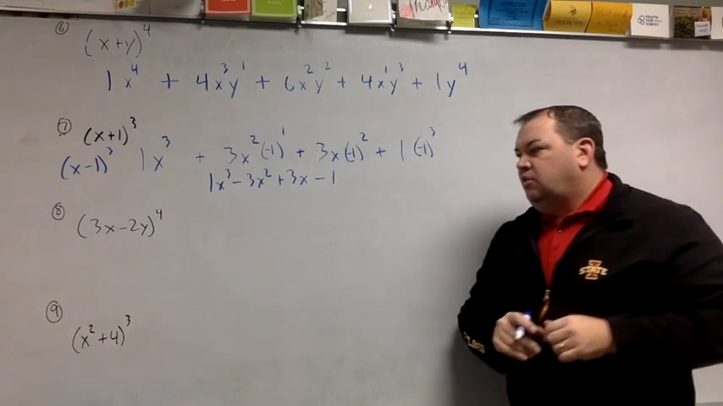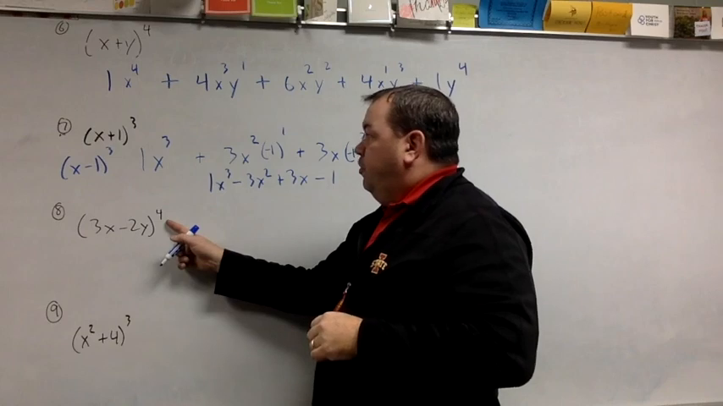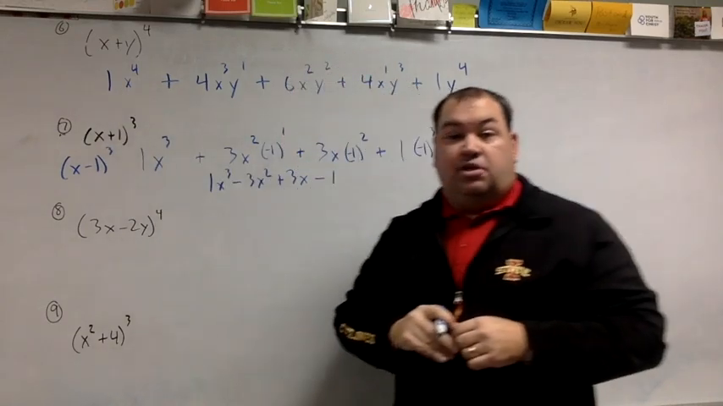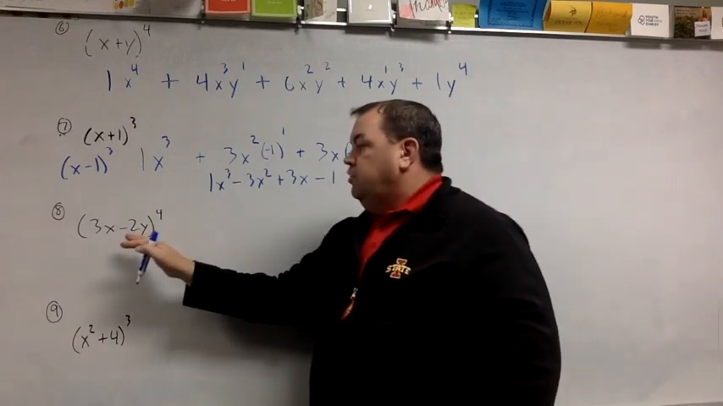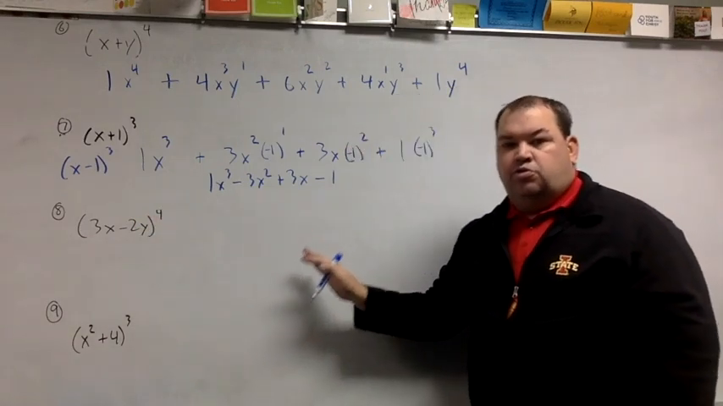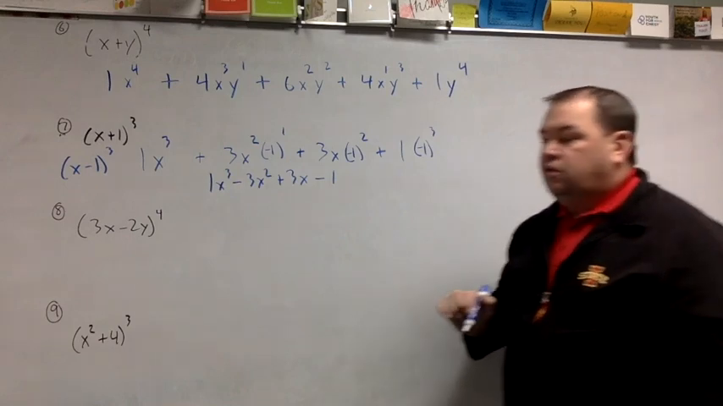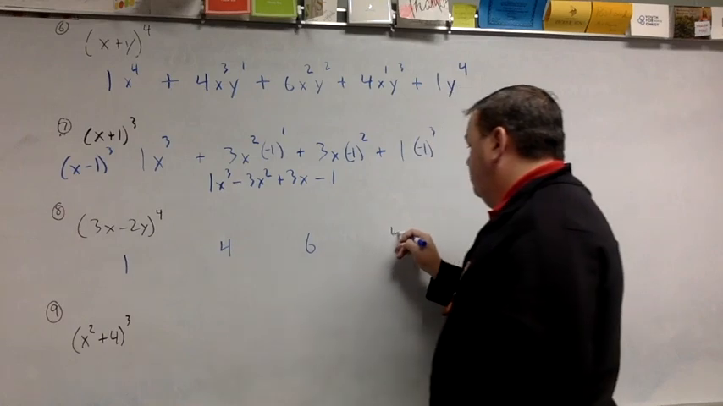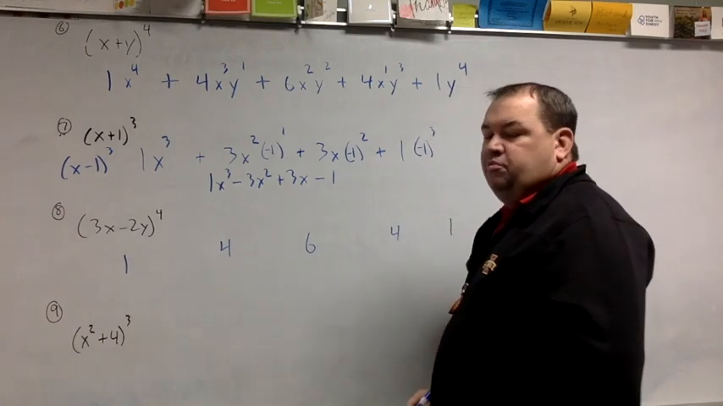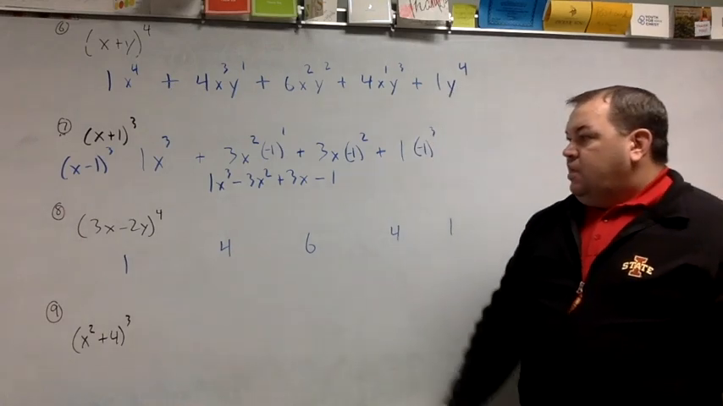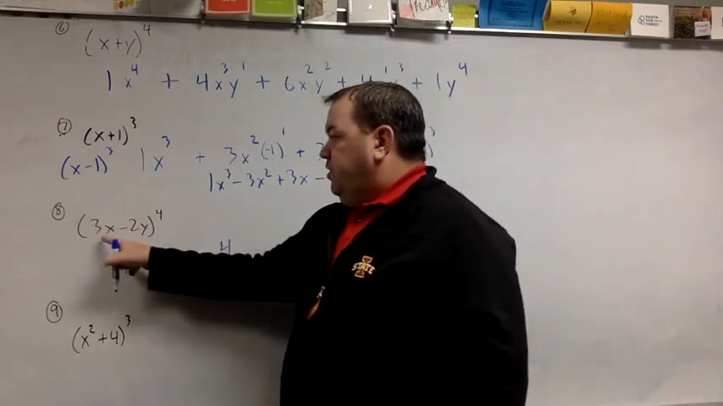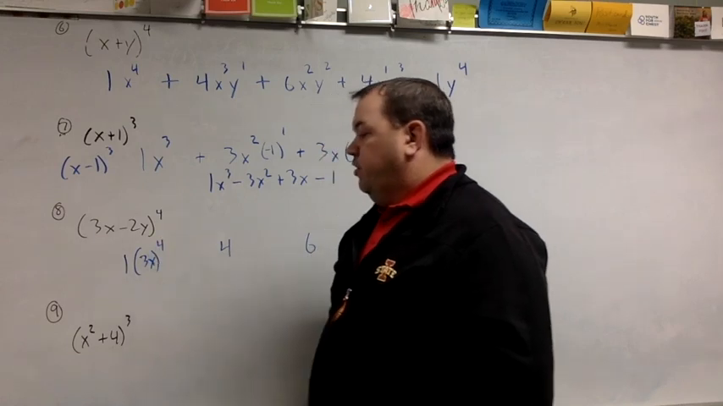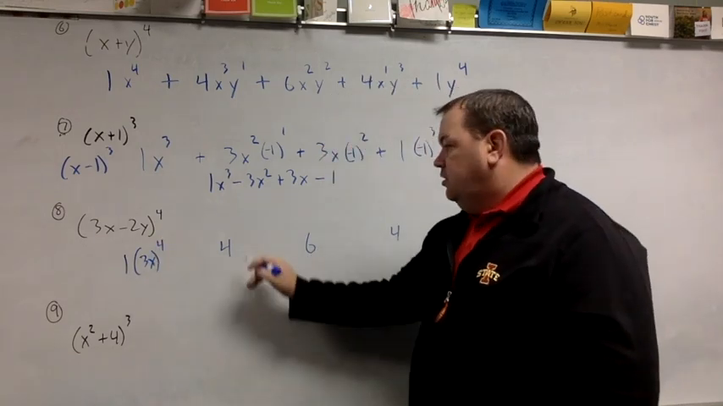Let's try one that's just a little bit harder. I'm going to go back to the fourth power, so it's going to match the same row of Pascal that I used up here. I could do 4 choose 0, 4 choose 1, 4 choose 2, 4 choose 3, and 4 choose 4. And I'm going to give myself plenty of room. Now I notice that my first term is a 3x. So I'm going to put that 3x to the fourth here. Notice I'm using parentheses again.